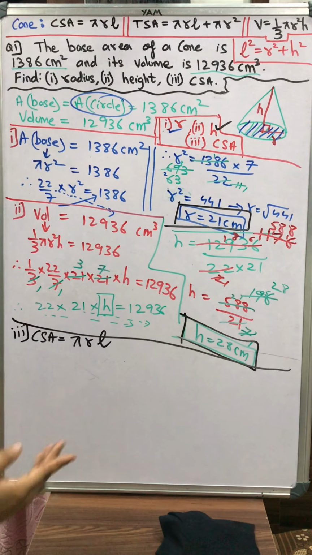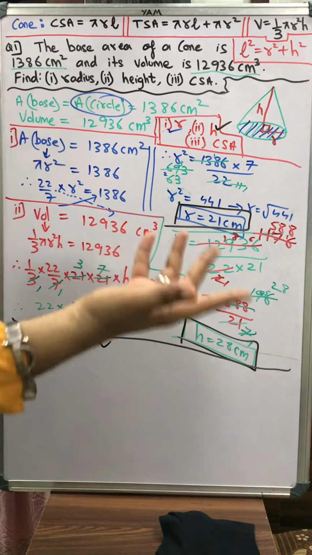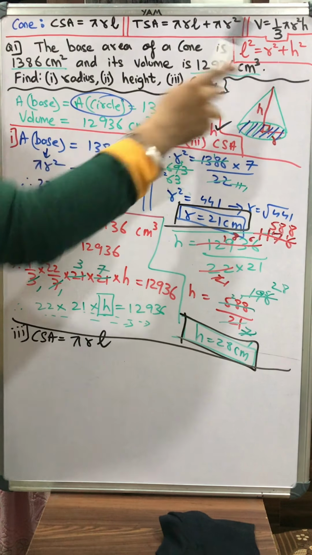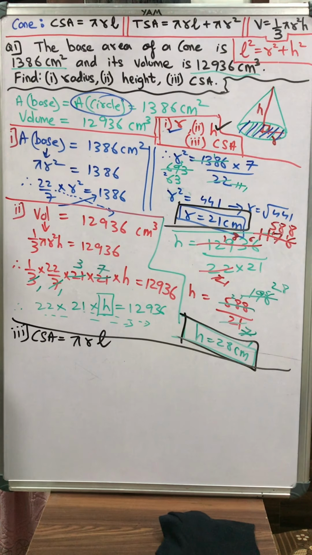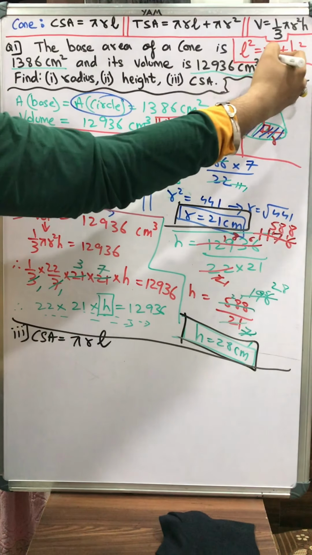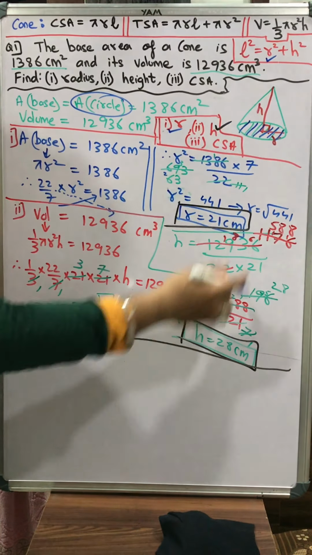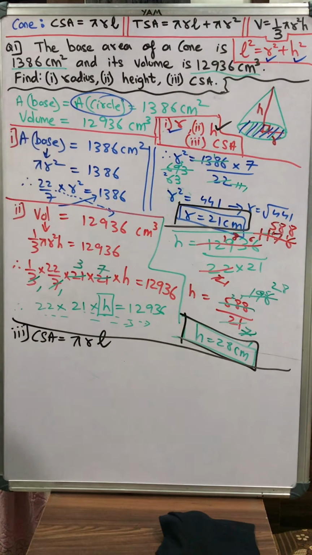We don't know L, so first we have to find L. How will we find L? We'll find L with this relationship. We have R. See students, I'll just tick mark the things that we have. Here in this relationship we have the value of R. R we know, R is 21. H is 28. Yes, we know this also, that H is 28.